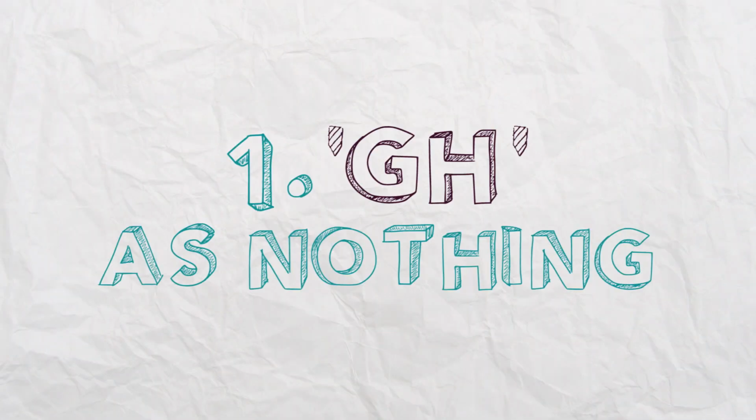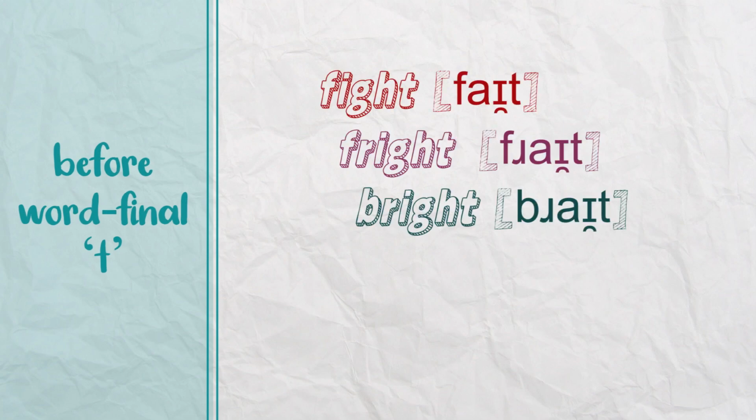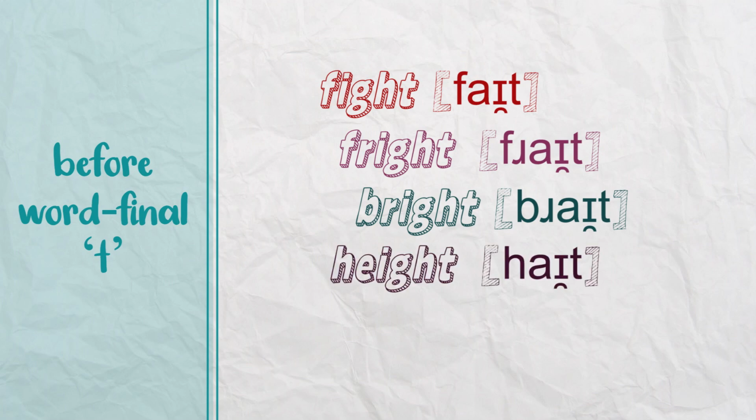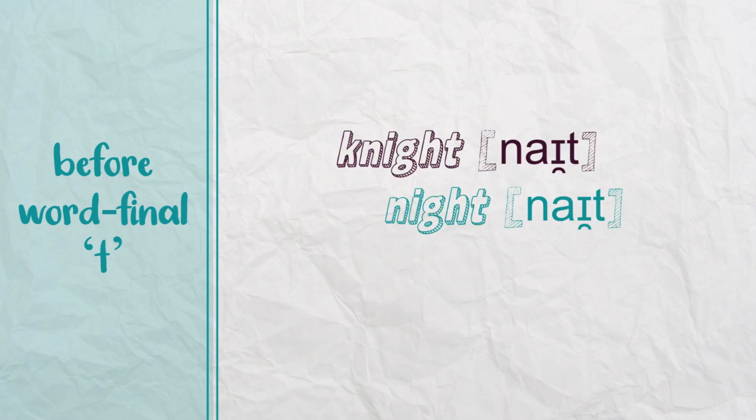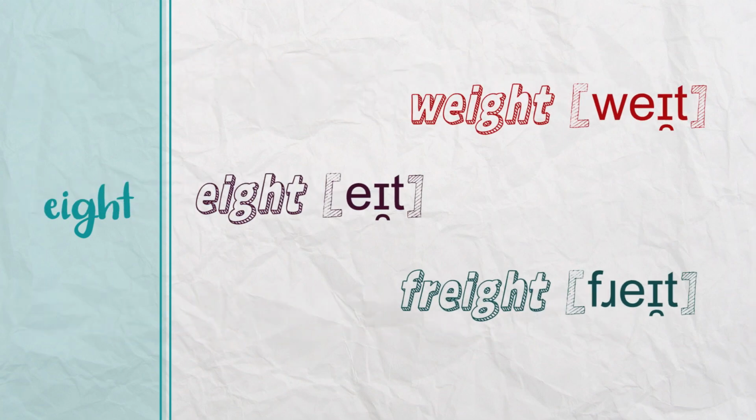And then there's a bunch of other words in which GH comes before a word-final T, and in all of them GH is silent, like bright, fright, fight. And the word height and light and night and sight and right and playwright. Eight, again 8, and weight and freight.